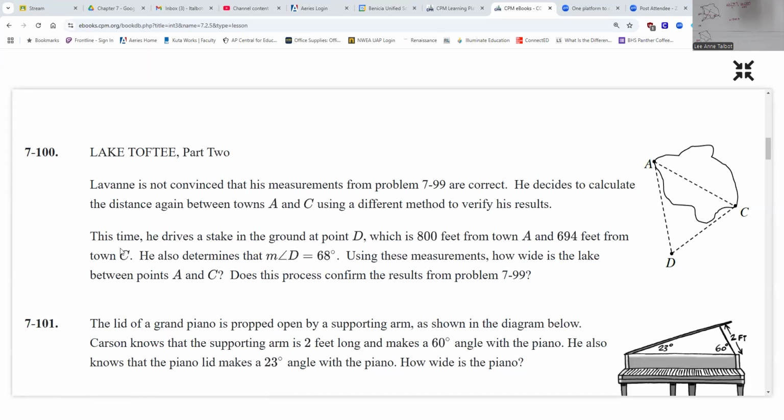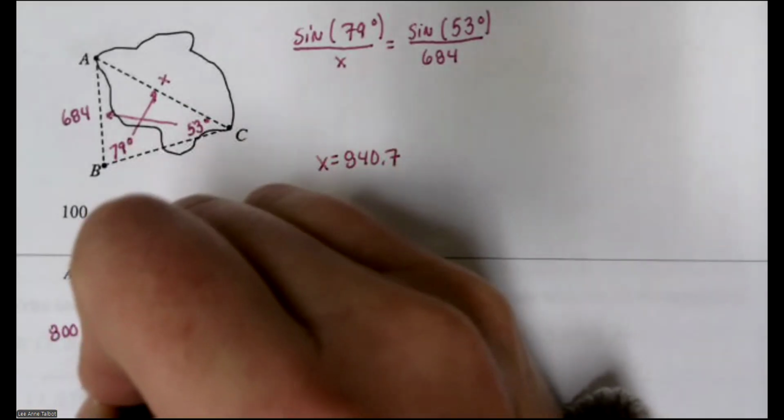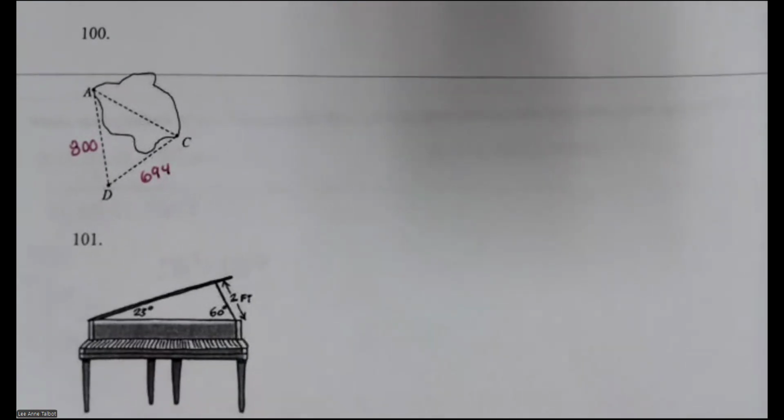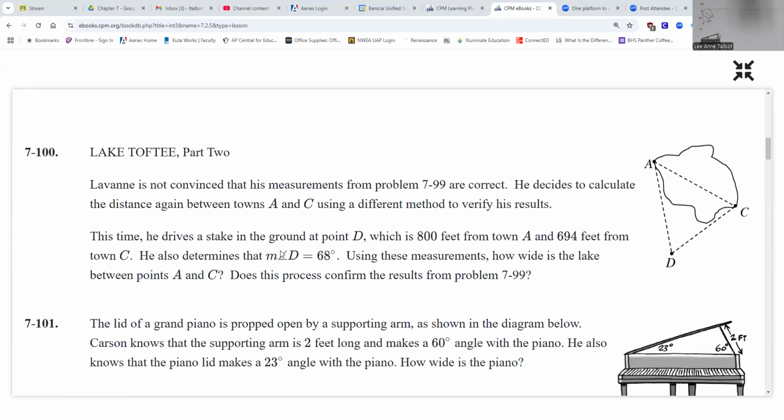Point D to point C is 694. He also determines that the measure of angle D is 68 degrees. Using these measurements, how wide is the lake between points A and C? Does this process confirm the results from problem 7-99?